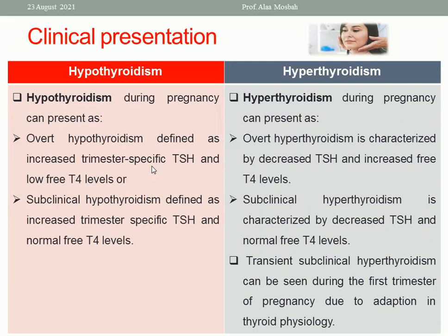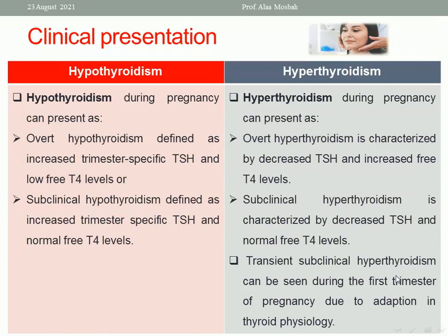Okay, and also there is variation in studies between countries as regards the normal range level during pregnancy, specifically early in pregnancy, because serum TSH level is affected by HCG. So, overt hypothyroidism is defined as increased trimester-specific TSH and low free T4 level. And subclinical hypothyroidism is defined as increased trimester-specific TSH and normal free T4 levels.